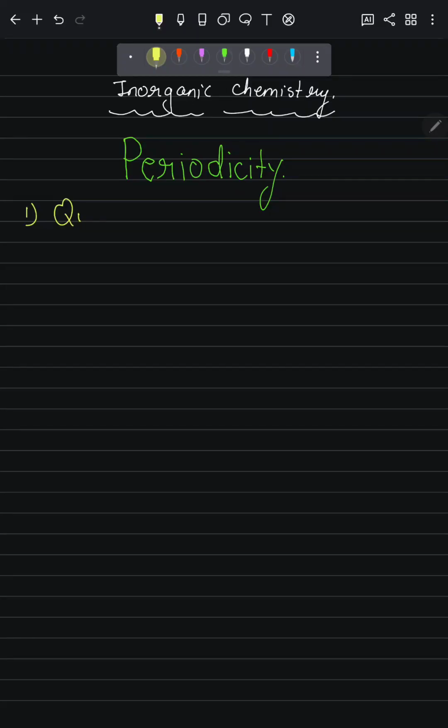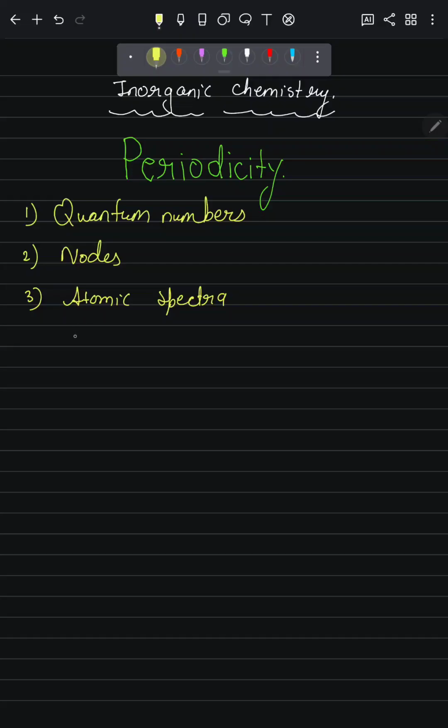We will be discussing quantum numbers today, and then we discuss nodes. There are various quantum numbers we will discuss later: principal quantum number, azimuthal quantum number, spin quantum number, etc. And after nodes, we will be studying atomic spectra, a little bit about that. And after that we will be discussing the modern periodic table.